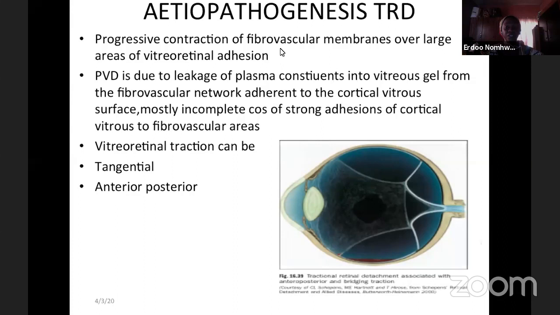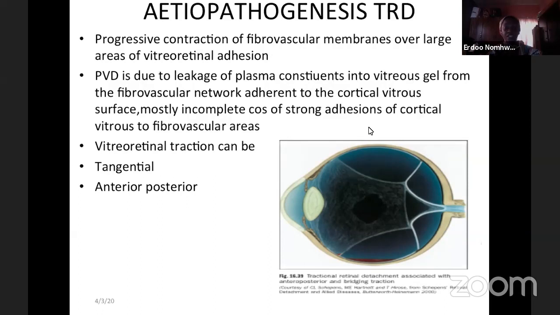Again, it's said that in patients with tractional retinal detachment, there could be a posterior vitreous detachment, but for them, the posterior vitreous detachment is usually as a result of leakage of plasma constituents into the vitreous from the fibrovascular network adhering to the cortical vitreous surface. So most times it's not a complete posterior vitreous detachment like you would commonly see in patients that have rhegmatogenous retinal detachment, because there's still strong adhesion of the cortical vitreous to some of the fibrovascular areas.